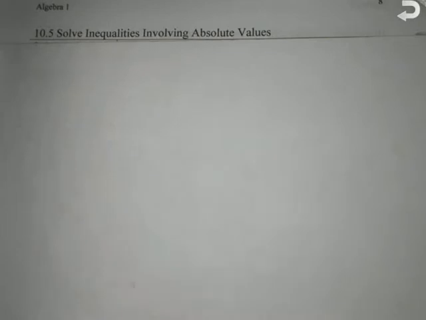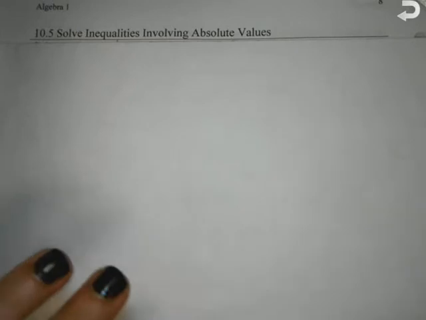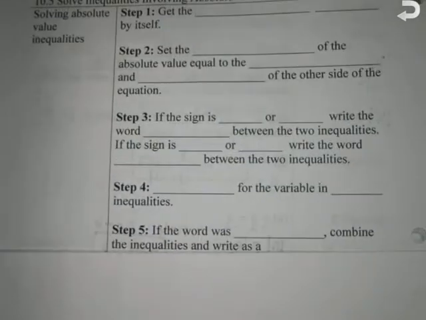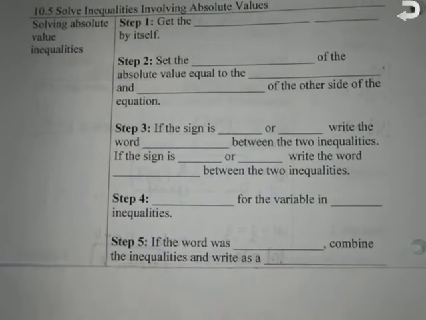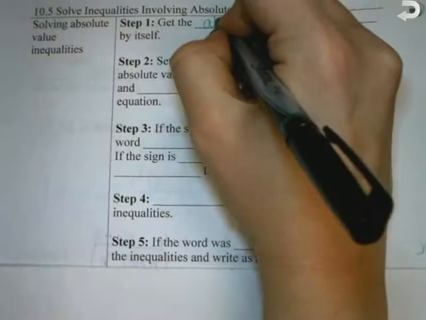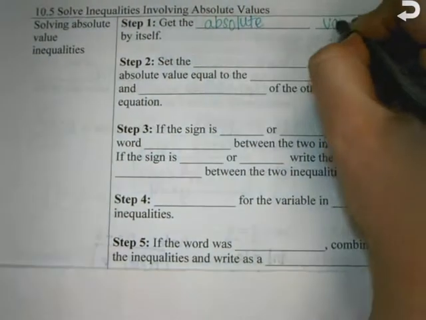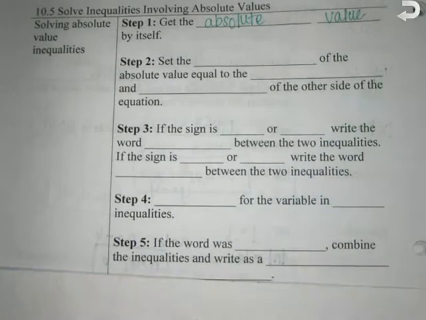So now we're going to solve for absolute value when there's an inequality involved. The steps to solving are very, very similar, but because of those inequalities, some of the rules change a little bit, right? So we have more steps than just what we had before. Step 1 is to get the absolute value by itself. So that's still our first step.